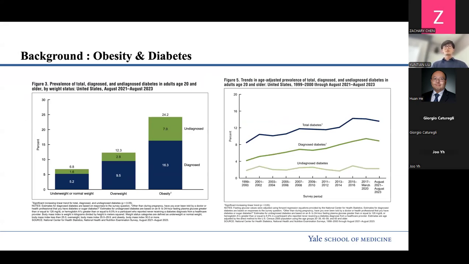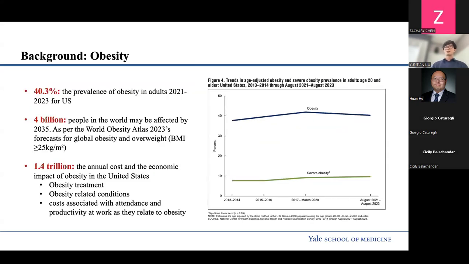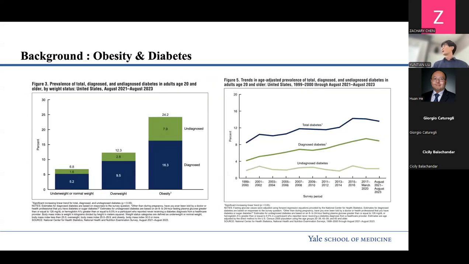Also, obesity is related to diabetes. I'll give some more background on the correlation between obesity and diabetes, since the drug that I'm about to introduce has multiple effects on these disorders. As you can see on the right-hand side, the obesity trend goes up from 2013 to 2023, and the severe obesity trend also goes up. The same goes for diabetes.